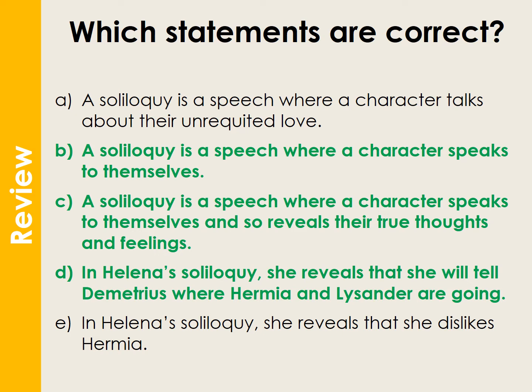Now the middle 3 are correct because a soliloquy is when they talk to themselves, but it also reveals their true thoughts and feelings because it is just their internal monologue. And finally, D is correct because she reveals at the end she's going to tell Demetrius, as we said on the last slide, just to try to get any kind of positive note from him. Remember, this is not the end of the lesson. You need to go on to the next slide for your task that you need to complete and then send to your teacher for this week, please.